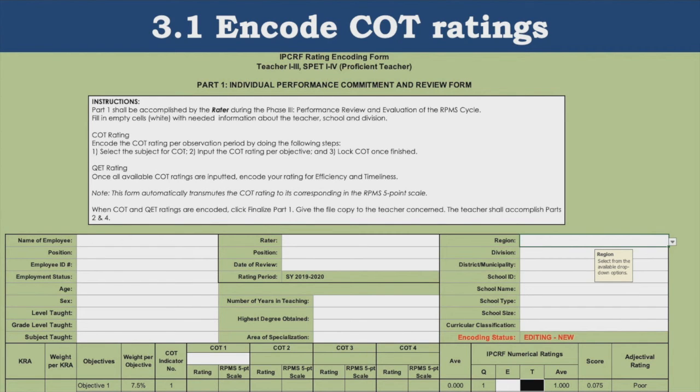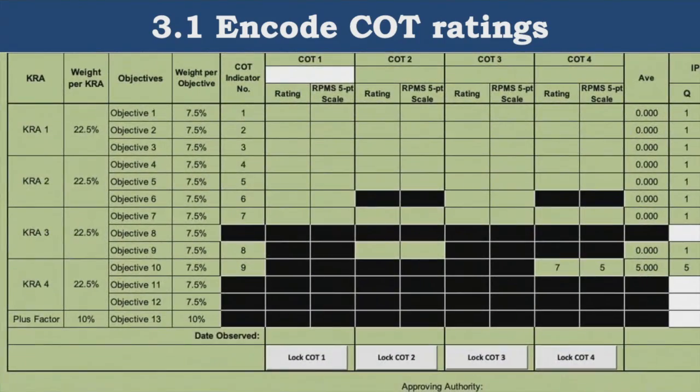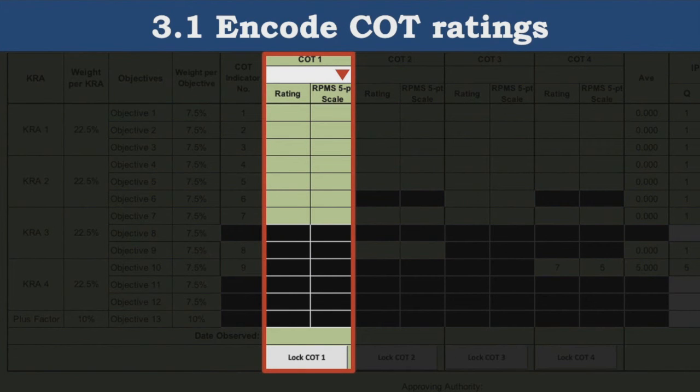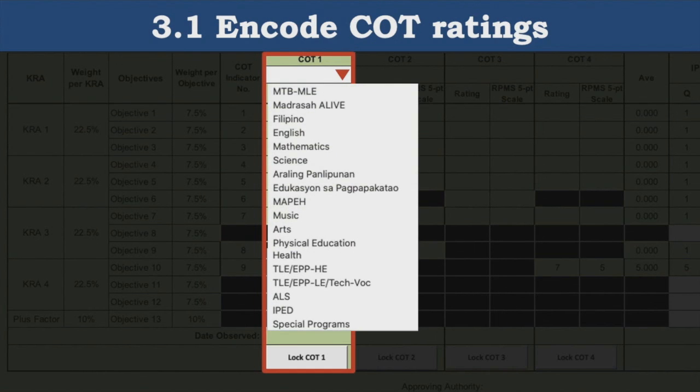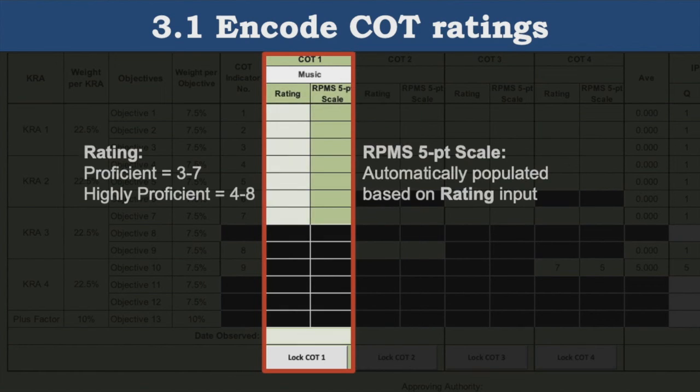Below the rater's information or the ratee's information, we have 4 CoT columns. Let's focus on the first one. At the beginning, all CoT columns are disabled except for CoT1. Now you will know that this is enabled because you have a cell at the top that's colored white. This allows you to select a drop-down option from among the identified subjects. Once you select a subject, the rating column will be enabled.